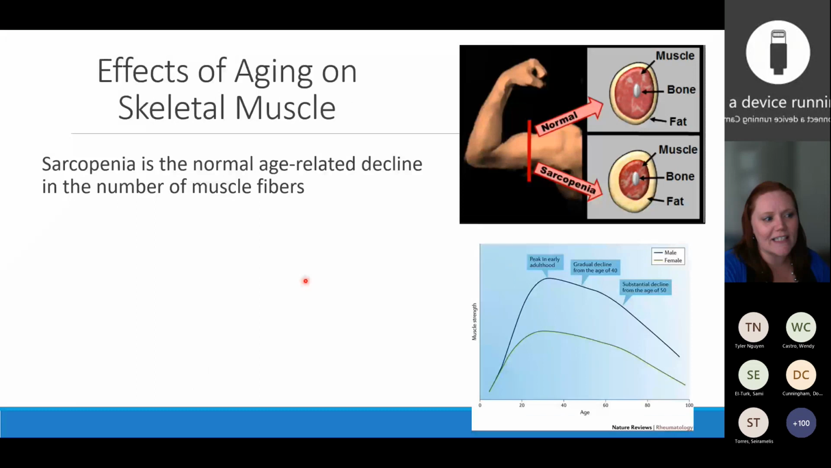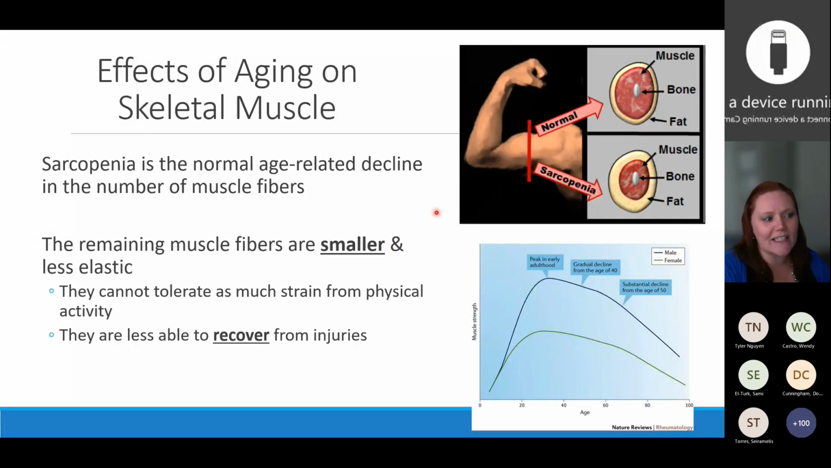Very last thing is aging. Let me pop up your blanks for you just so you can write them in. Just like we had osteopenia, the normal loss of bone over time, sarcopenia is the same thing with muscles. Sarcopenia is what happens to your muscles over time as you age.